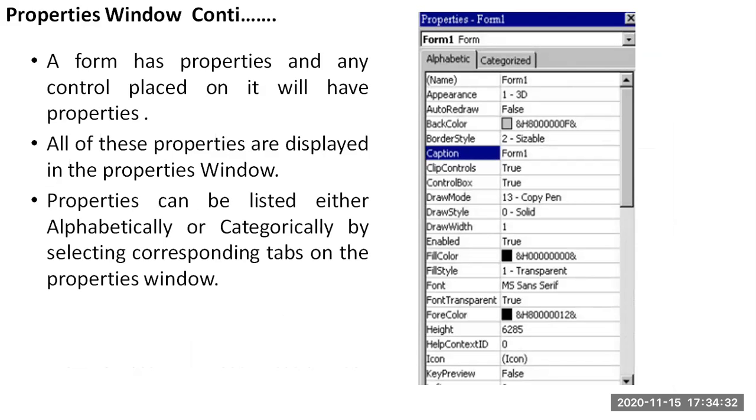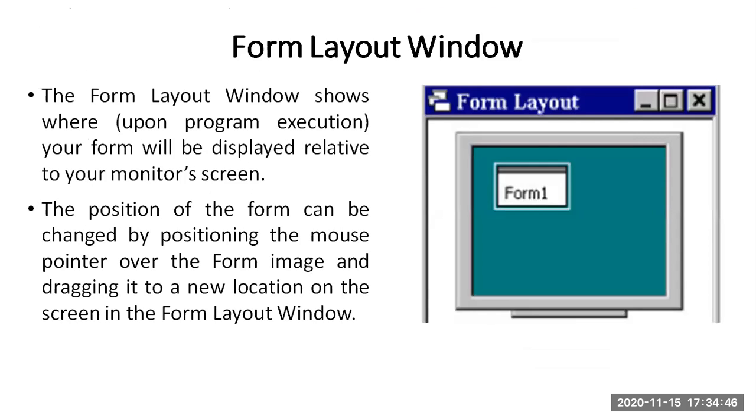Properties can be listed alphabetically or categorically by selecting the corresponding tabs on the property window as seen in the figure. Form layout window. The form layout window specifies the position of the form on the screen during runtime. Now, this window is very useful when multiple forms are used in an application.